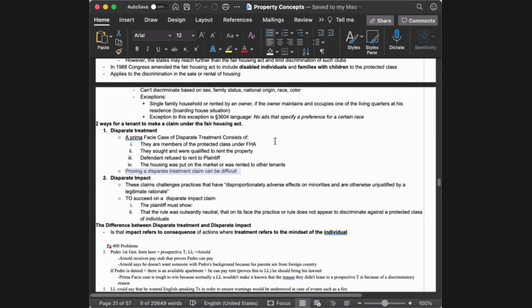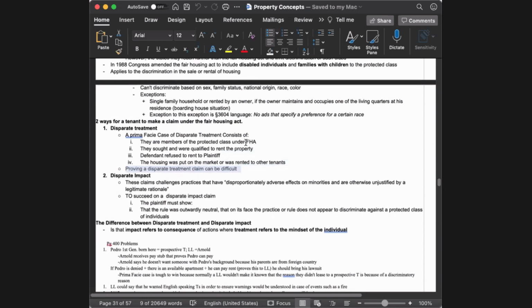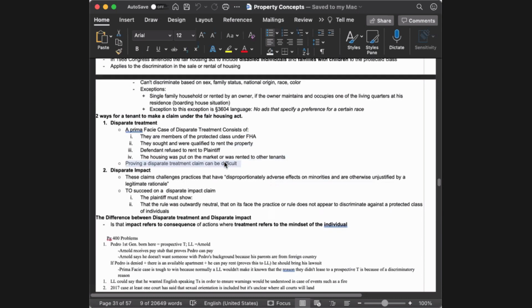So that's why this is kind of difficult to prove, because it's easy to prove your prima facie case, but it's also very easy for the landlord defendant to come up with a different reason as to why you weren't allowed to be a tenant.